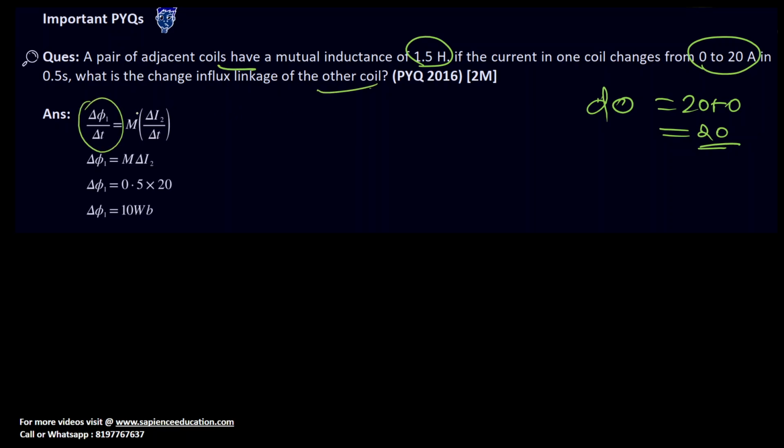So d phi by dt is equal to mutual inductance times del I by dt. So from here dt cancels. So change in phi is equal to M times change in I. So change in phi is equal to 1.5 into 20. So from here we can tell that the change in flux is equal to 30 Weber. Okay. And this is your change in current. Got it?